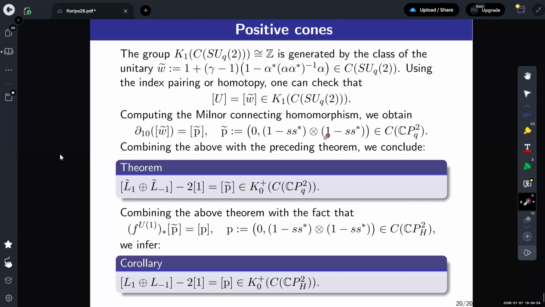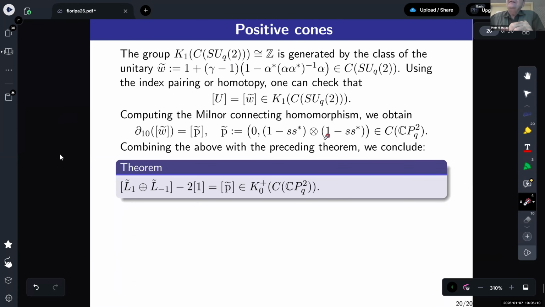Another thing is just for physicists. Classically for SU(2), L1 direct sum L minus 1 is a trivial bundle. And here, you know, it's not trivial. No, but this is very good. And I didn't answer your question. Sorry.